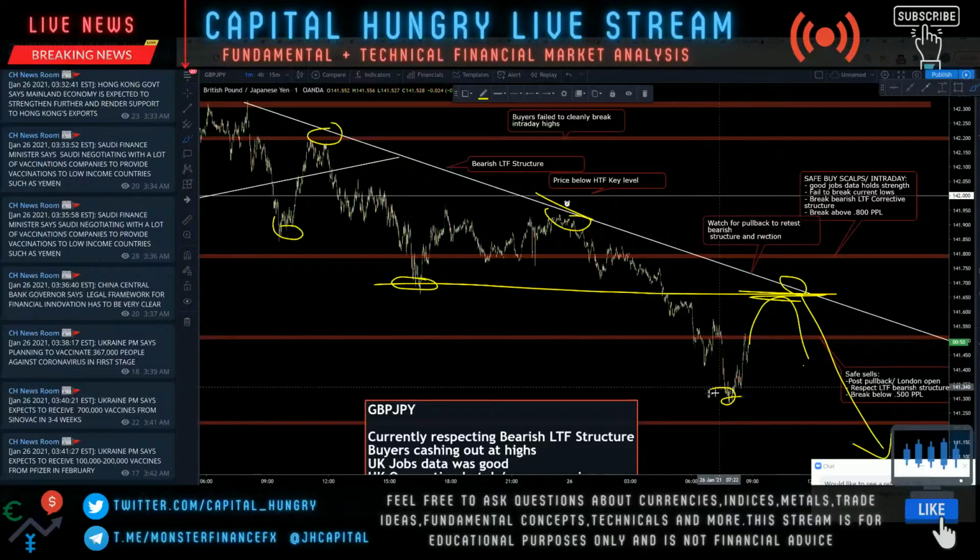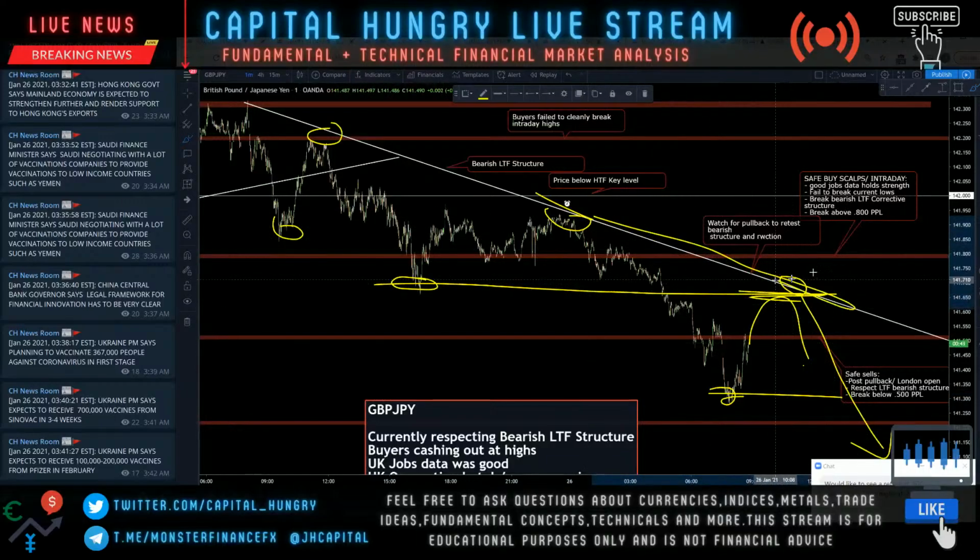You can only validate that seller's exhaustion and continuation with the higher time frame trend by getting a break out of this bearish market structure, showing that that corrective phase in the market, that pullback phase, is coming to an end. You get what I'm saying?